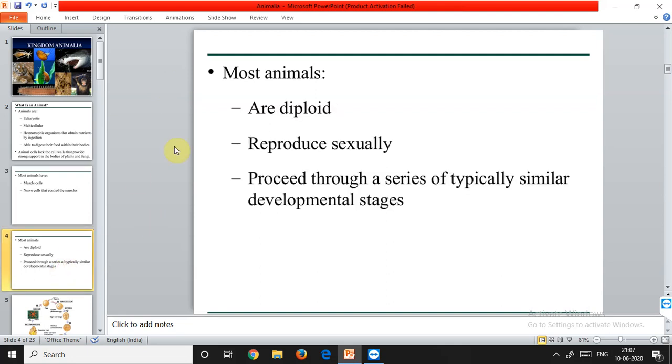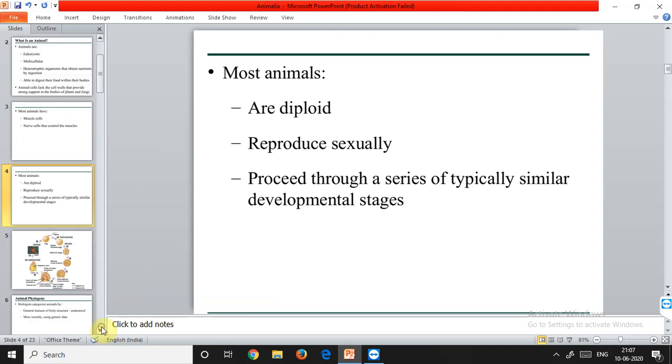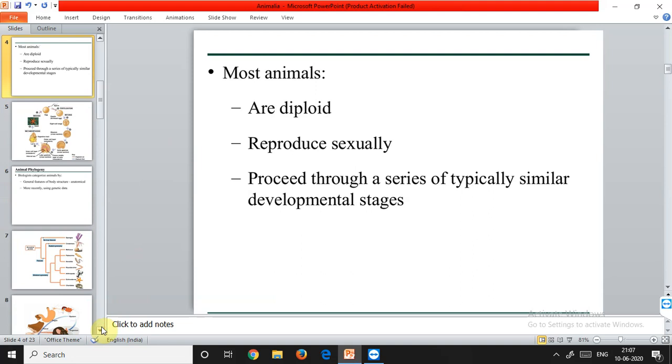First, most animals are diploid, that is having two sets of chromosomes, and they reproduce sexually, that is the fusion of the male and female gametes, which ultimately gives rise to a zygote, and the zygote forms into an embryo, and then the baby is produced. Later on, they proceed through a series of typical similar developmental stages. First of all, the division leads to a stage called morula. It is a 32 cell stage. Then morula changes to blastula and then gastrula. So these are some developmental stages that are seen in the development of an animal.